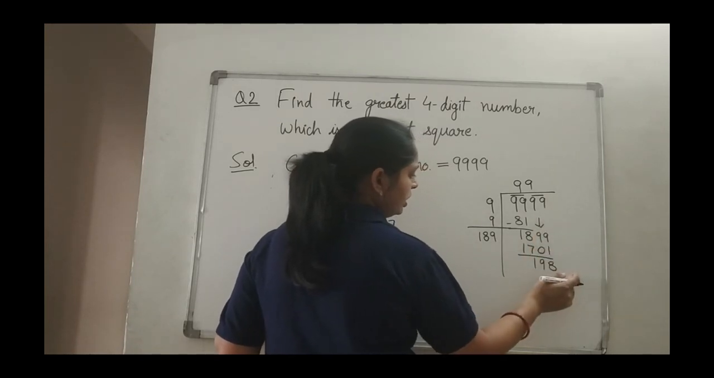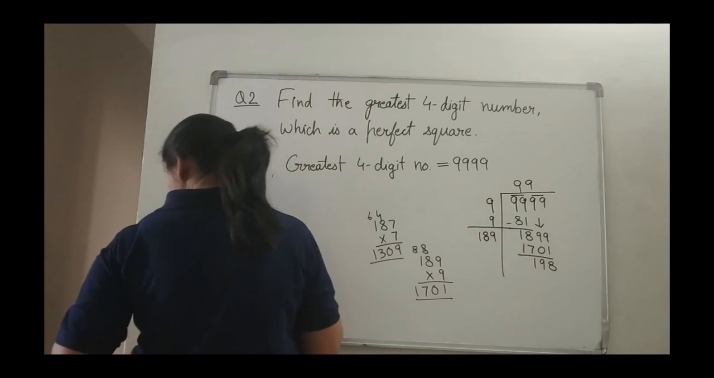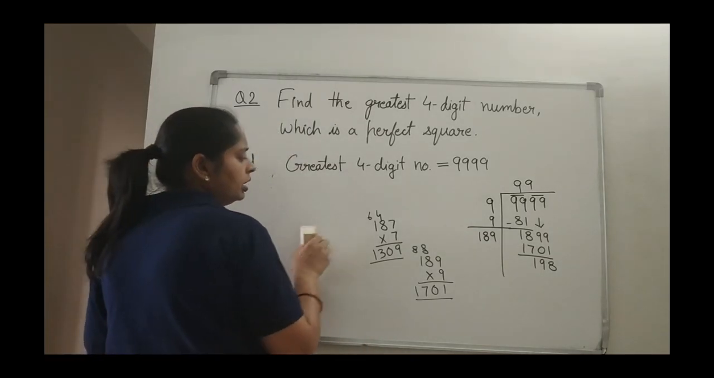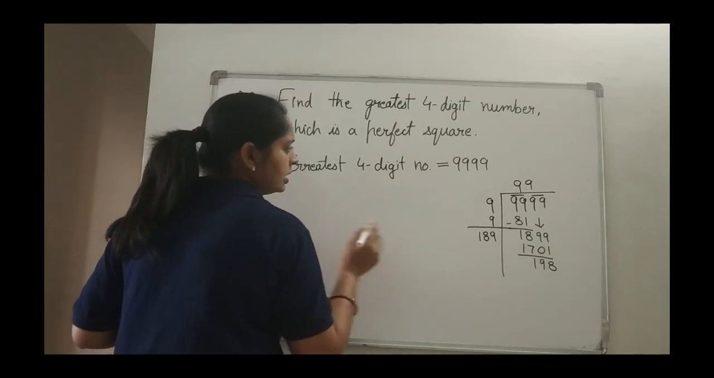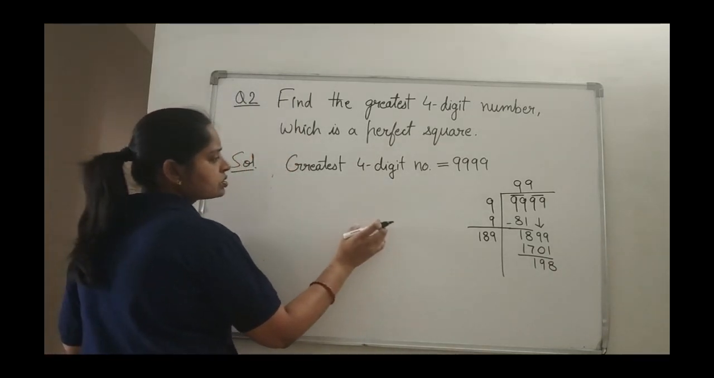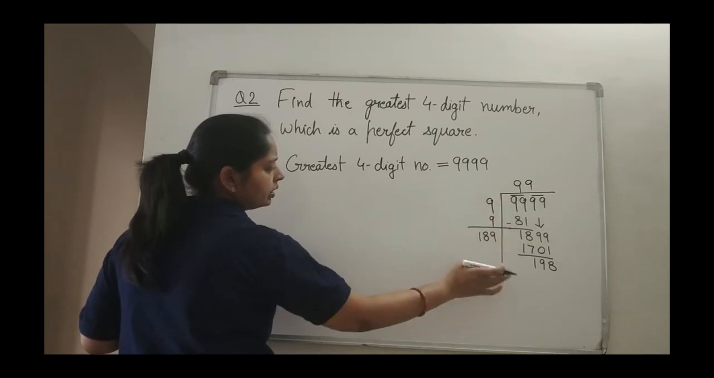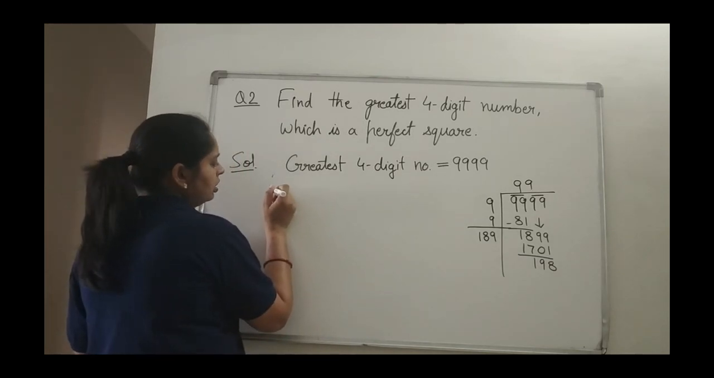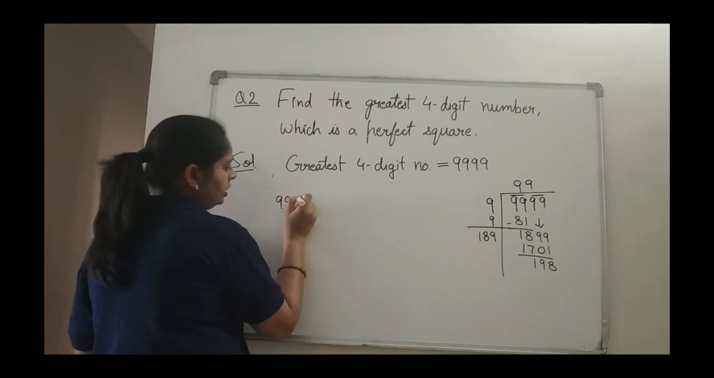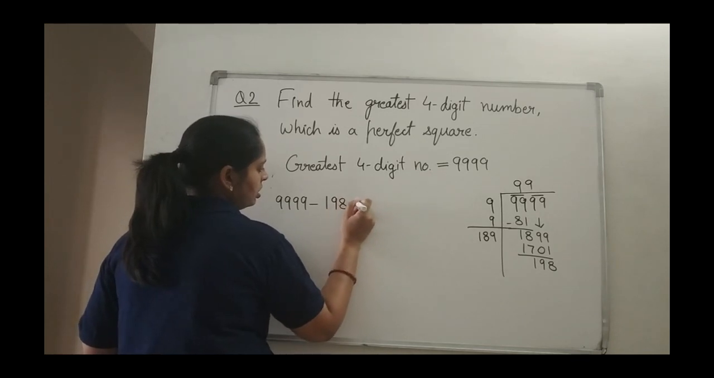I am not having any next pair, so 198 is extra. So this is the remainder. Hence, this is not a perfect square number, and what is extra in this? Only 198 is extra in this. So I need to subtract 198 from 9999 to get a perfect square number. Okay, so I should subtract 198 from 9999. Just subtract 198.